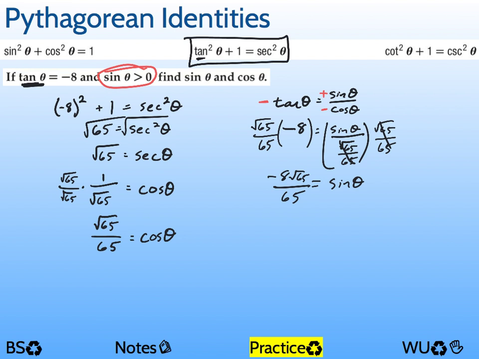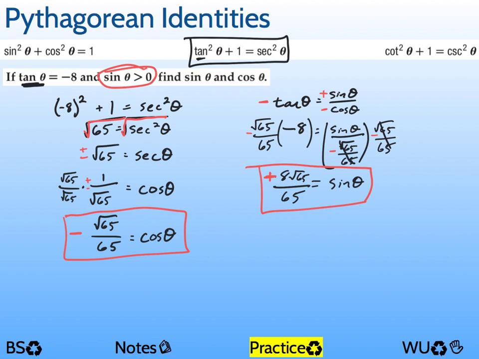So, how could cosine be negative, you ask? What a crazy idea. Well, remember when we took the square root here? This really means that secant is plus or minus radical 65. And this whole thing could be either positive or negative. But in our case, it means cosine is negative, and this sine we had here is going to be positive. Because essentially we'd multiply by a negative for the cosine, negative here, and that goes to positive. So, the answers are cosine is negative radical 65 over 65, and sine is positive 8 radical 65 over 65.